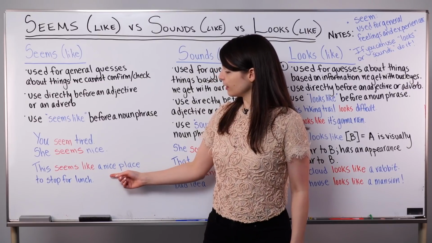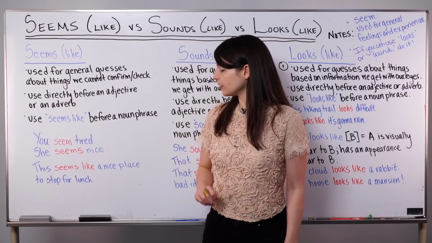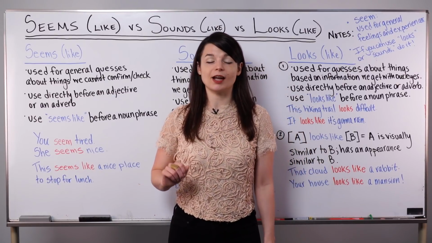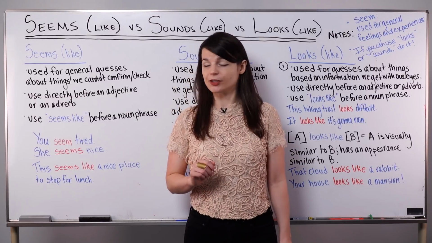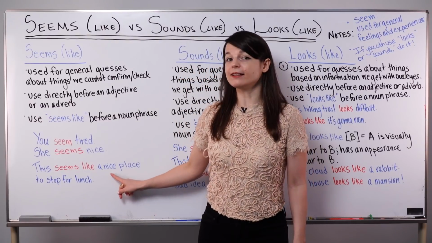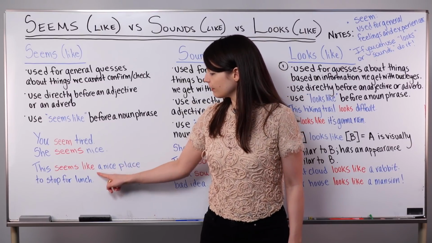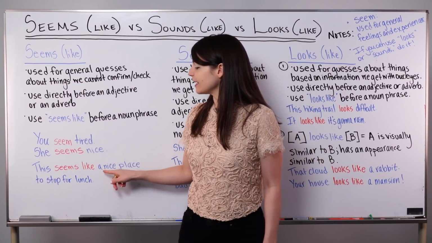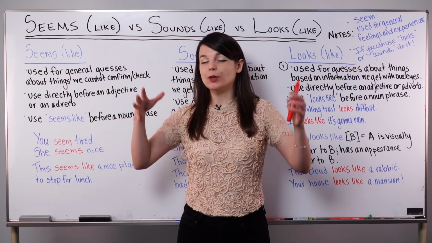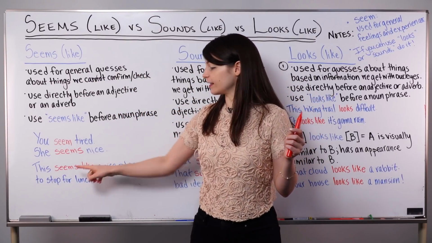Let's look at this other example sentence though. This seems like a nice place to stop for lunch. A nice place to stop for lunch. So here we have this noun phrase. Yes, the word nice is in this noun phrase. There's an adjective in here. But this right here, this is a nice place. So we're talking about the place actually. It's not just the adjective that this is modifying.